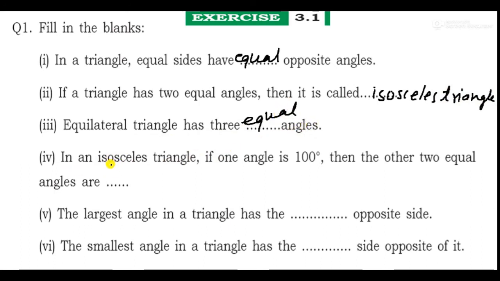In an isosceles triangle, if one angle is 100 degrees, then the other two equal angles are 40, 40, because 40 plus 40 plus 100 is 180. So you can say it is 40 degrees. The largest angle in a triangle has the largest opposite side. You can write here largest opposite side. The smallest angle in a triangle has the smallest side. So these are the fill in the blanks you can do in your copy very well.